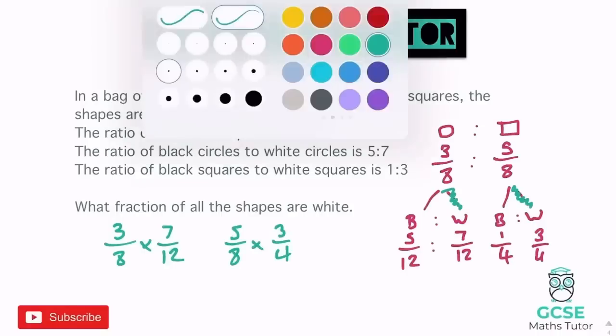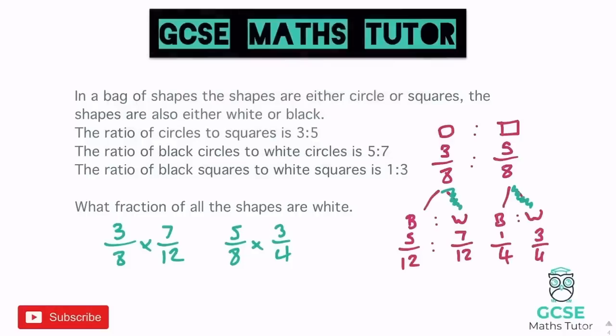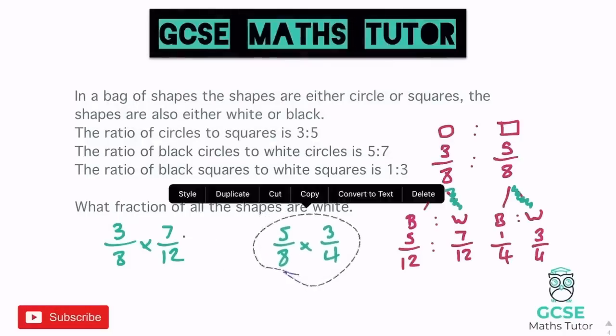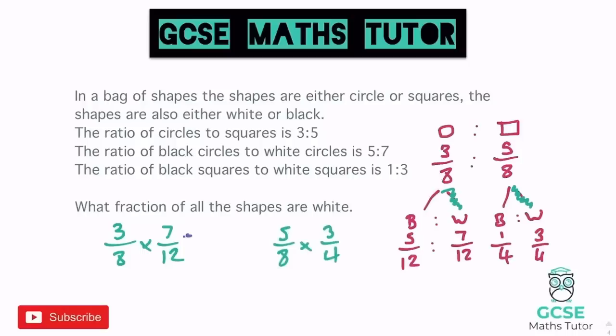Now if we work these out, times in fractions is nice and easy. So times in the top there, we would get 21 over 96. Times in these on the right, we would get 15 over 8 times 4, which is 32. And there's our two fractions.